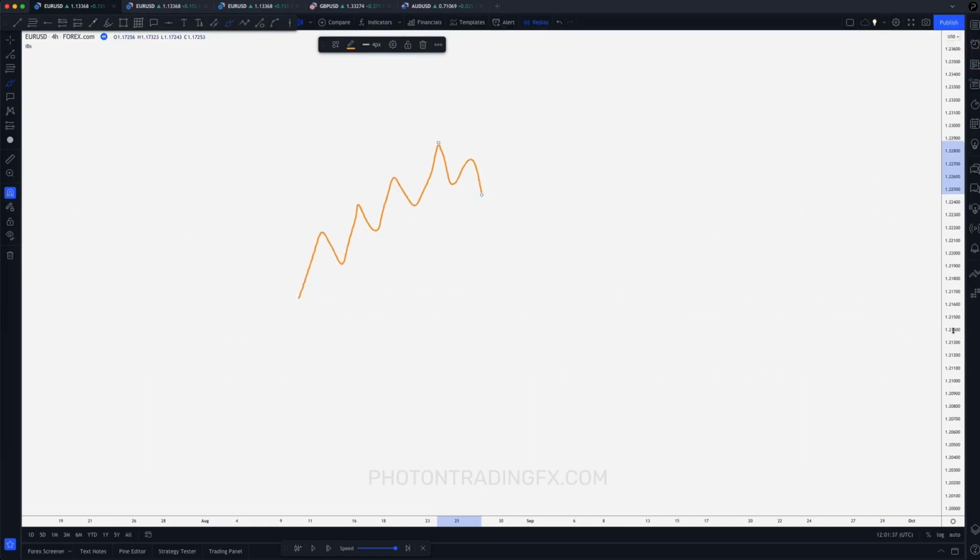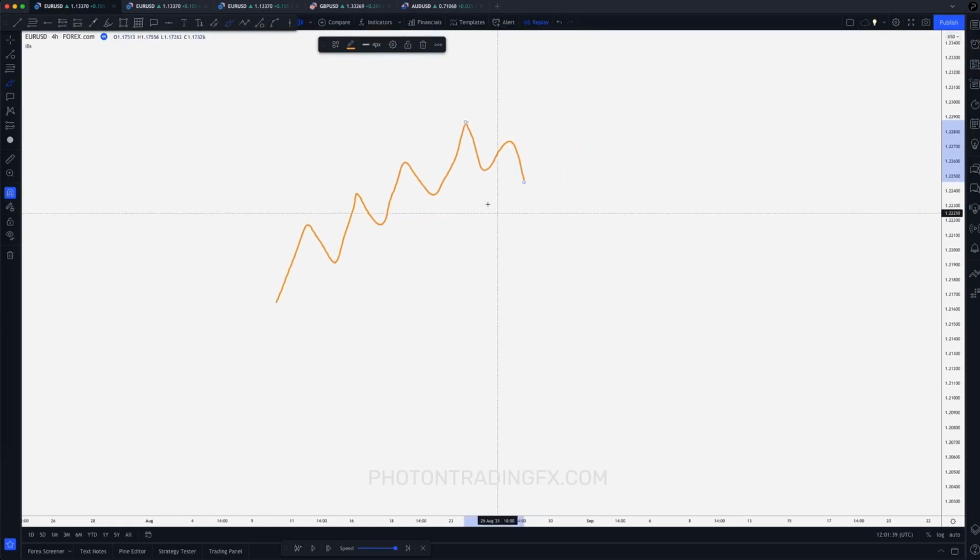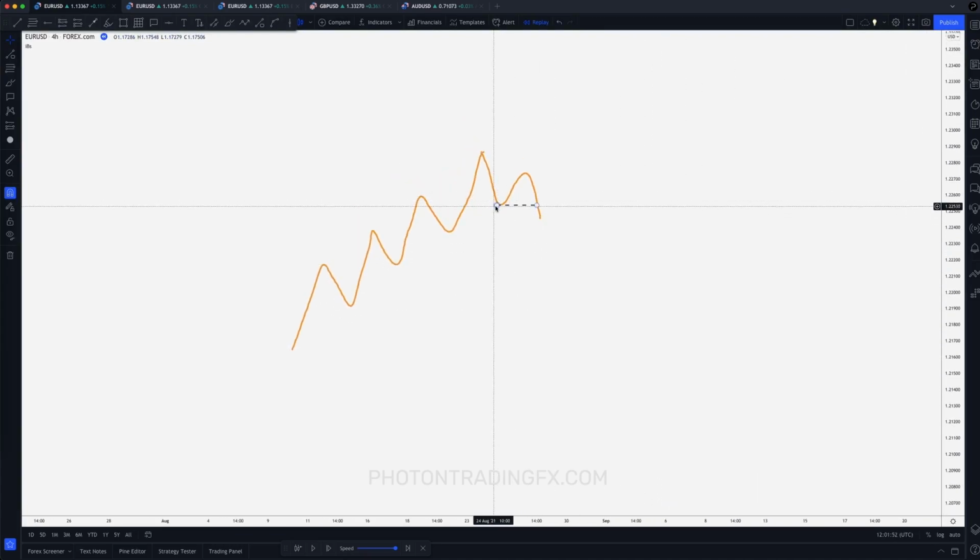Let me zoom in. At this point here, this is where you have to be careful. Some people would label that as a change of character because they see this low get taken and they think that this is a lower low. But that is not a change of character. That is not a valid low for what I'm looking to be broken.